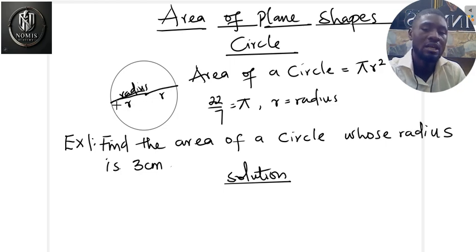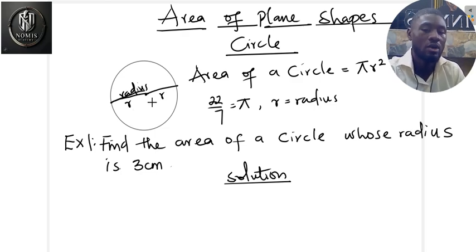A diameter is a line that divides a circle into two equal parts. For a circle to be divided into two equal parts, the line must have passed through the center of that circle. A straight line must have passed through the center of that circle. So that is the diameter. A diameter is made up of 2 radii.